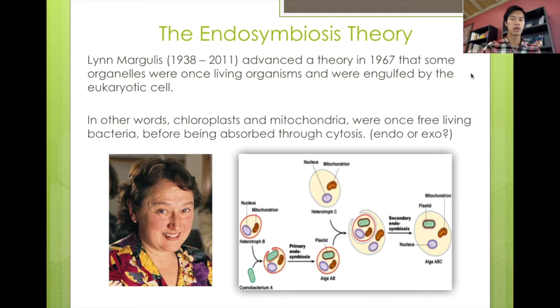And so it's a very interesting theory, and you can see the complexities of a eukaryotic cell compared to a prokaryotic cell, because the eukaryotic cell may have absorbed these chloroplasts and these mitochondria into themselves and incorporated them as part of their being, right? So that's the endosymbiosis theory. Very, very interesting.